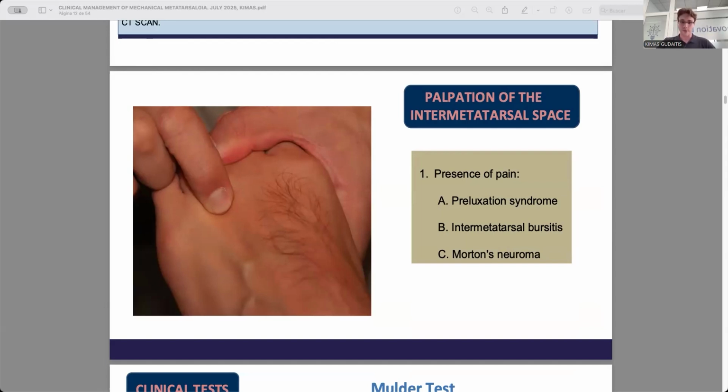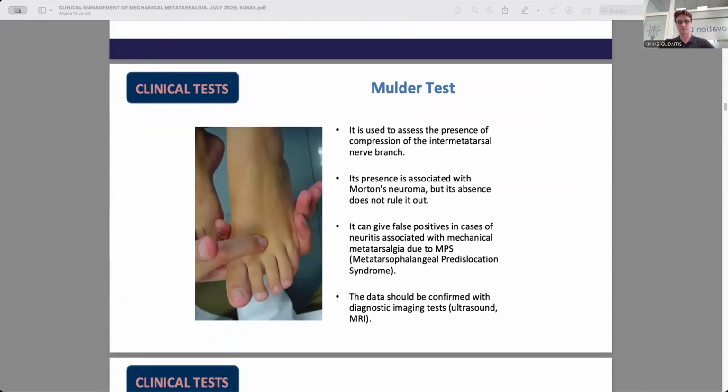Now, regarding palpation, it's very useful to palpate the intermetatarsal space here. This helps us make a differential diagnosis between a nerve condition, like Morton's neuroma, and intermetatarsal bursitis. Other clinical tests, like the Mulder test, help us evaluate if there is a nerve compression, which is often related to Morton's neuroma. However, a negative Mulder test does not rule out the presence of the neuroma. If we still have clinical suspicion, the next step is to confirm with an ultrasound scan.